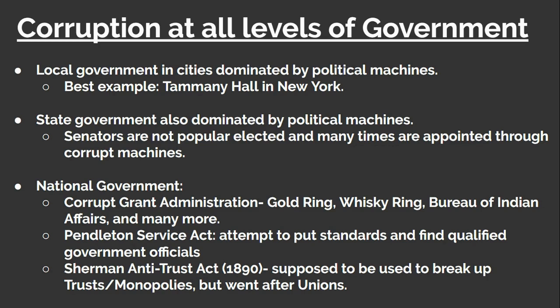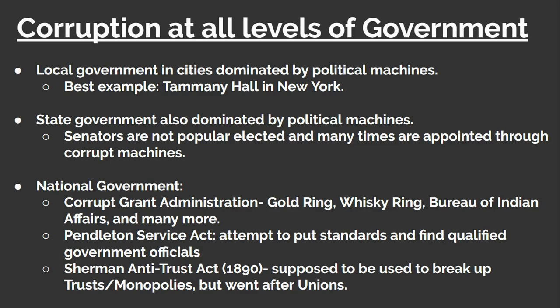On the national level, several administrations in the era had trouble with scandals, no more so than the Grant administration. There were so many scandals with so many officials, it would take a while to name them all. But a few of the most well-known were the Gold Ring, the Whiskey Ring, and the Bureau of Indian Affairs, which was constantly selling goods that were meant for Native Americans as part of treaties. The problem was many officials were unqualified or inept as they got their jobs through the old spoils system. There was an attempt in the era with the Pendleton Service Act to have standards for jobs and find qualified government officials. There was also an attempt to rein in the power of monopolies, also called trusts, with the Sherman Antitrust Act.